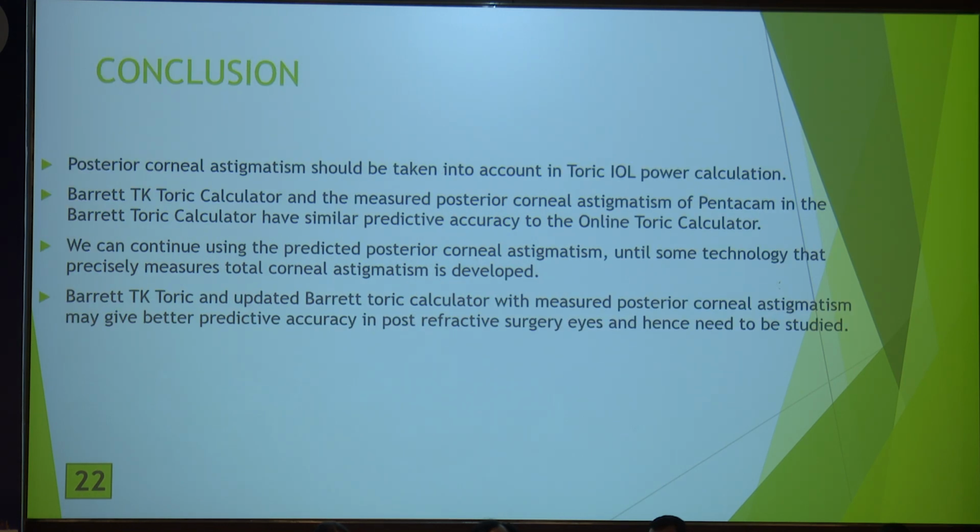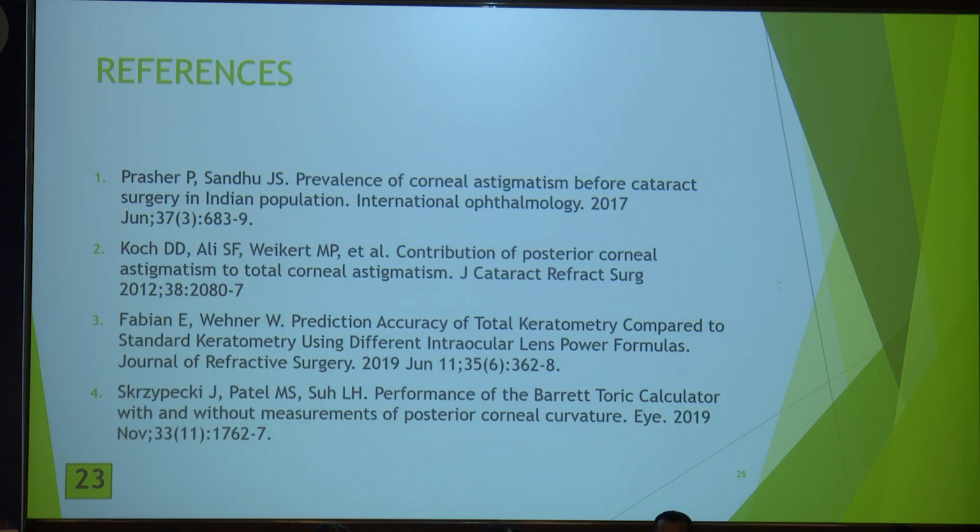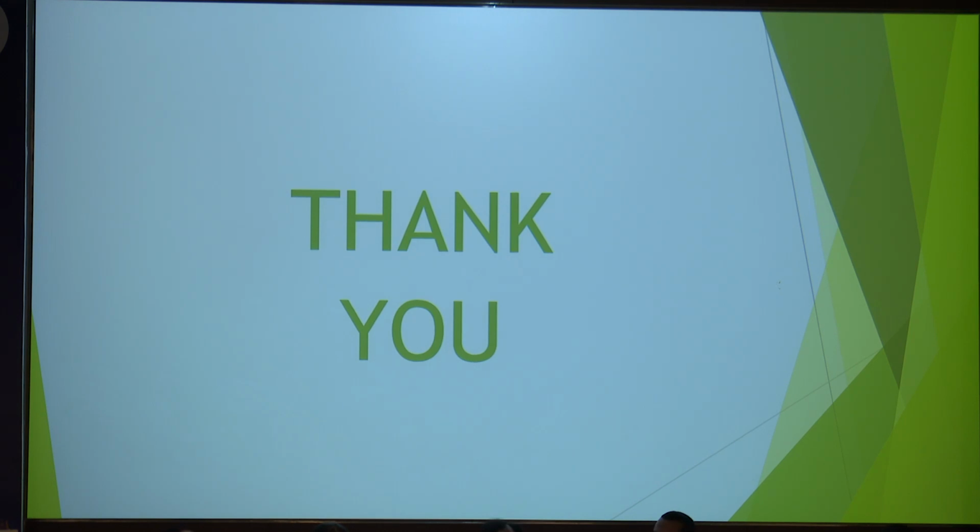So the conclusion is posterior corneal astigmatism should be taken into account in toric IOL power calculation. The Barrett TK toric calculator and measured posterior corneal astigmatism of Pentacam has similar predictive accuracy to the online toric calculator, and since it is not outperforming, we can continue using the predicted posterior corneal astigmatism till we develop a technology that will supersede this. And the Barrett TK toric and the updated Barrett toric calculator might give a better predictive accuracy in post-refractive surgery eyes, and these need to be studied. These are my references. Thank you all.